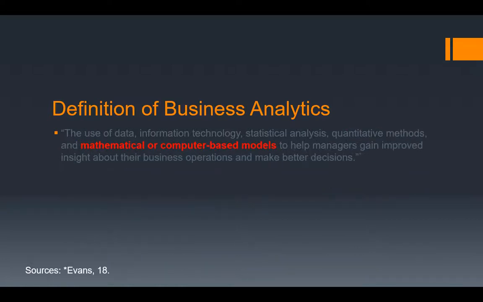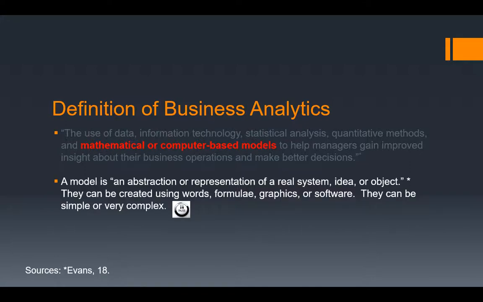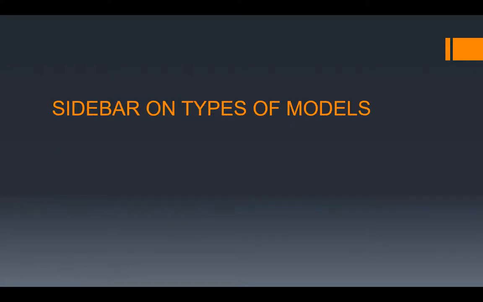Mathematical or computer-based models. A model is an abstraction or representation of a real system, idea, or object. They can be created using words, formulas, graphics, or software. They can be simple or very complex. Let's take a moment here to look at a couple different models to help build a better idea of what a model actually is.